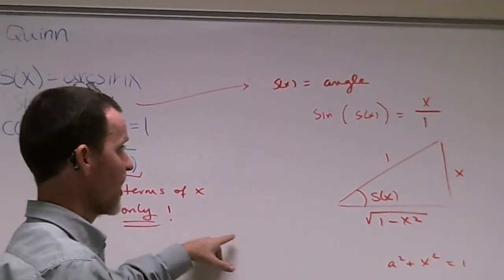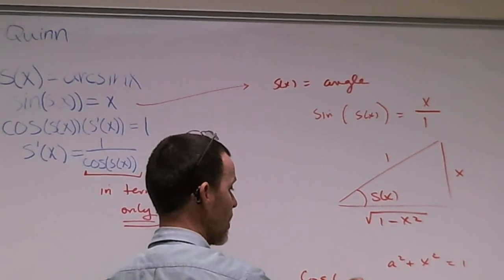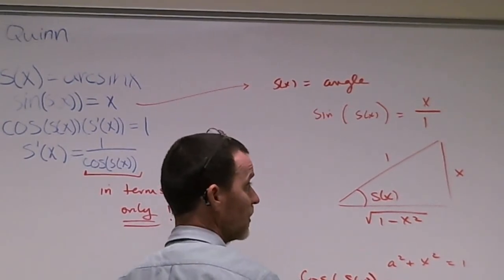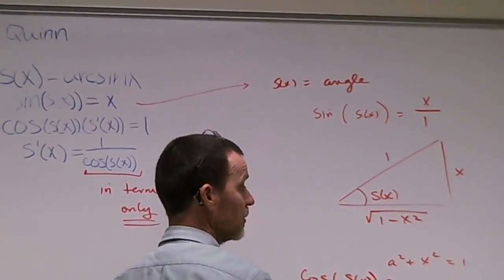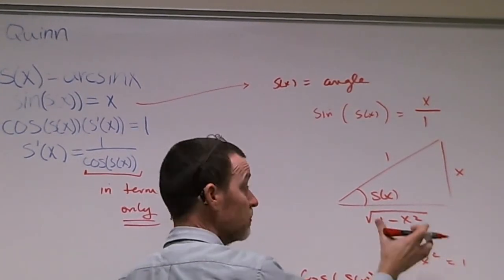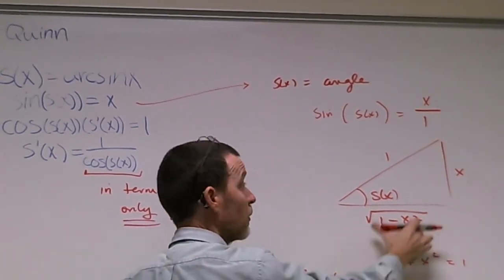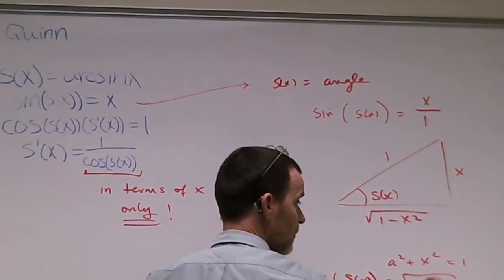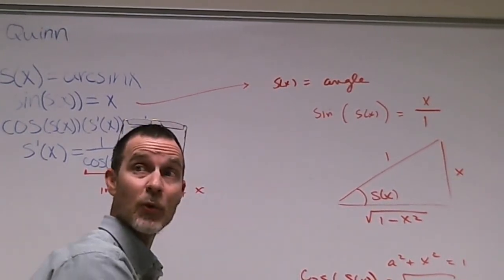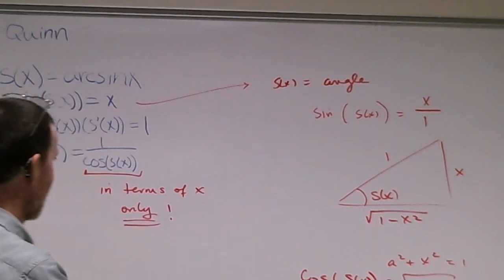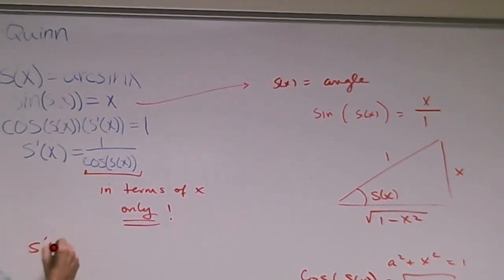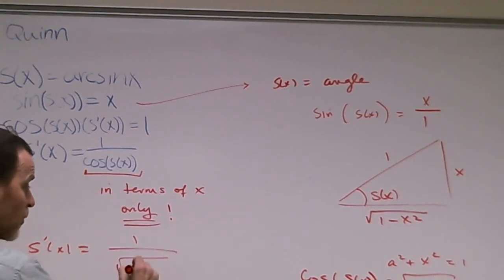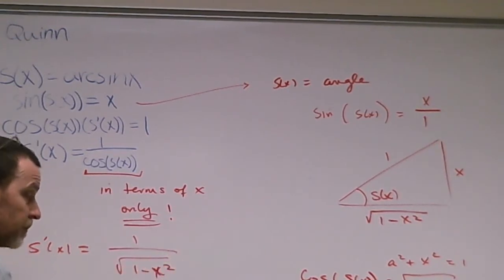And now I know what cosine is, right? What is cosine of s of x equal to? Adjacent over hypotenuse. With me, right? So s prime of x is now 1 over the square root of 1 minus x squared. Questions, any of the steps over there?